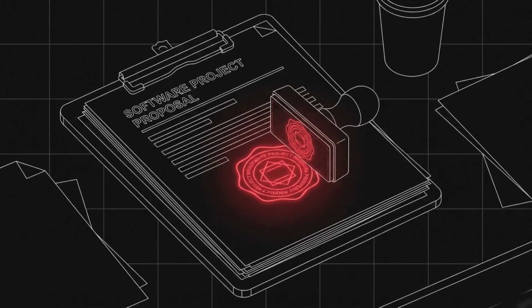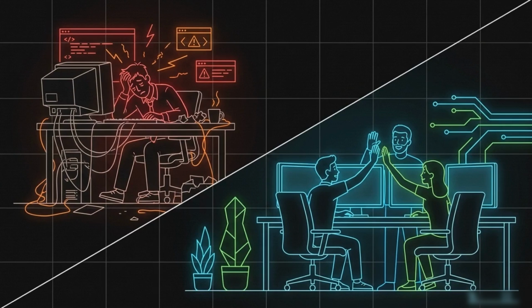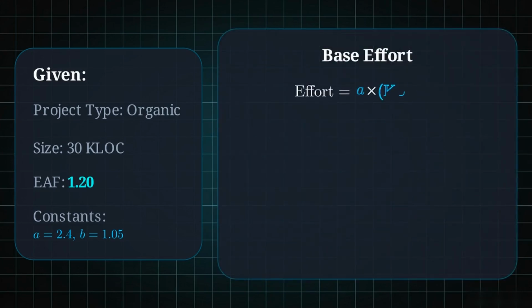Think of the effort adjustment factor as a reality check. It applies a penalty for bad conditions or a bonus for highly efficient teams, ensuring your final estimate reflects the real world. Let's put this into practice with a concrete example. We need to estimate the effort for an organic project. The software size is 30 kLOC. After evaluating our cost drivers, we calculated an EAF of 1.20. For an organic project, our constants are A equals 2.4 and B equals 1.05. Before we apply the EAF, pause the video here and use the basic COCOMO formula from the last lesson to calculate the theoretical base effort first.